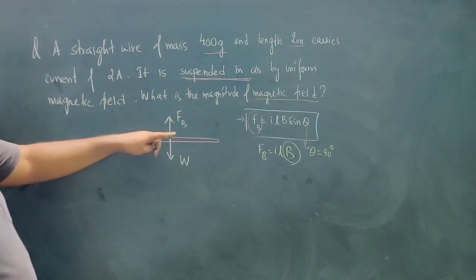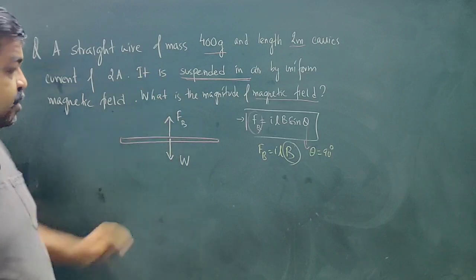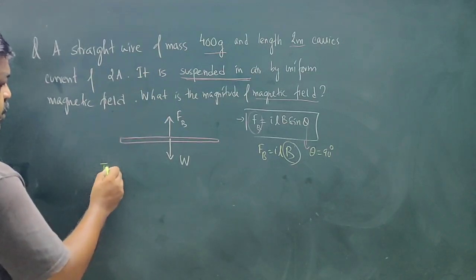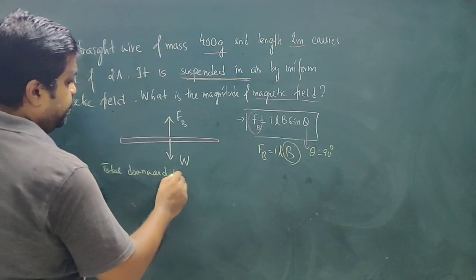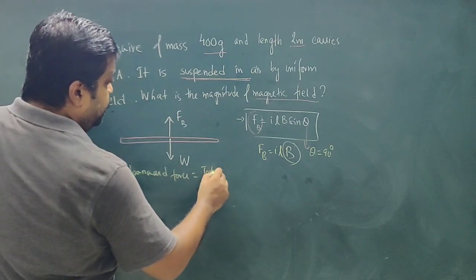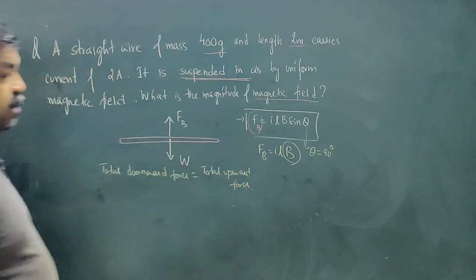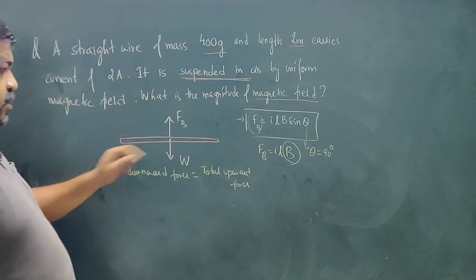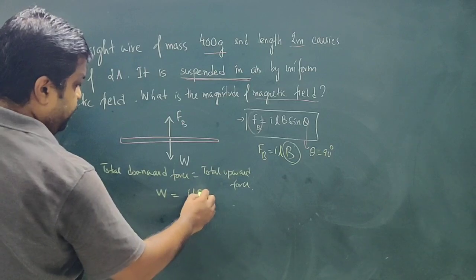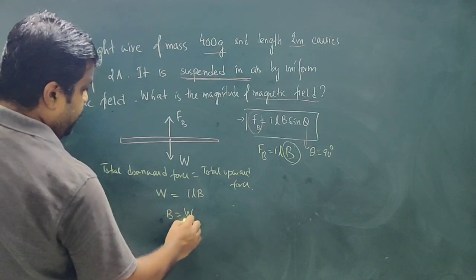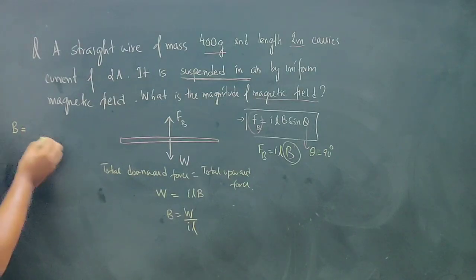Now this is suspended, so we have to apply the condition for equilibrium in the vertical direction. Total downward force is equal to total upward force. Downward force means weight. So W is equal to the total upward force, that is this quantity I L B. So B is equal to W by I L.